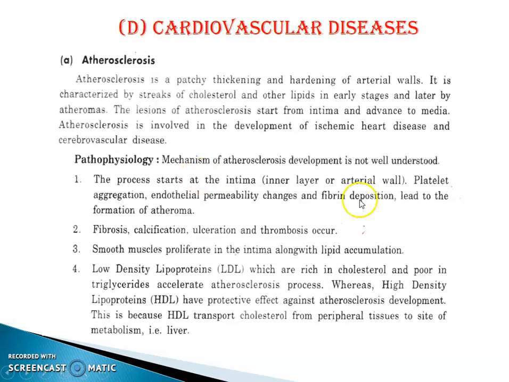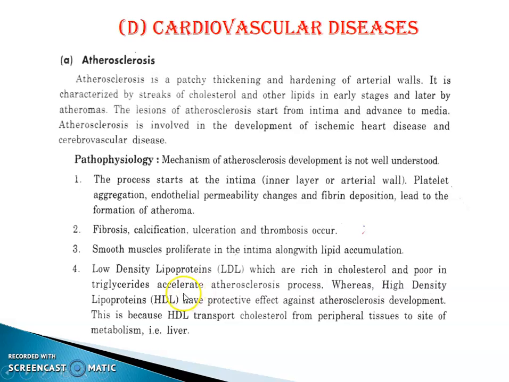Pathophysiology: the mechanism of atherosclerosis development is not well understood. The process starts at the intima, that is the inner layer of the arterial wall. Platelet aggregation, endothelial permeability changes and fibrin deposition lead to formation of atheroma. There is fibrosis, calcification, ulceration and thrombosis which occurs. Smooth muscles proliferate in the intima along with the lipid accumulation.